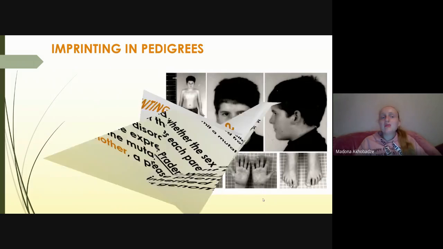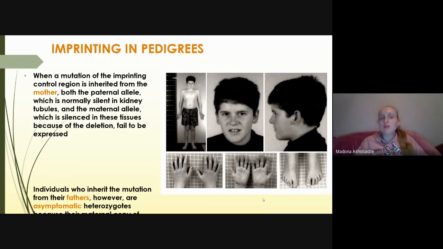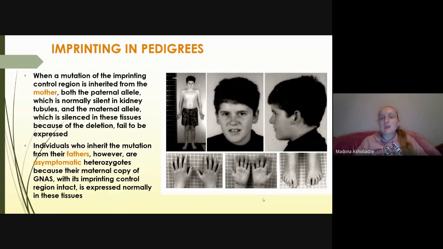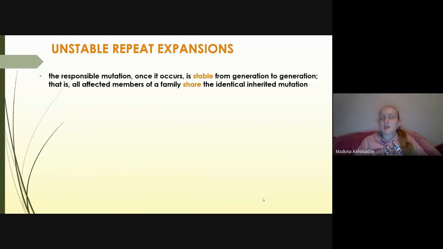Like in the case of mitochondrial disease, the mother is the important player here. The mother is the one that can transmit the disease. So maternal inheritance is the example of mitochondrial genome disease.